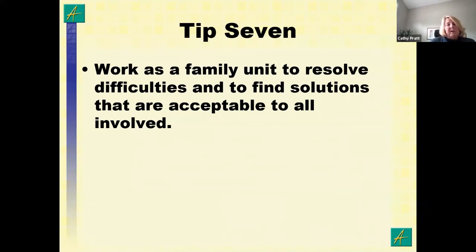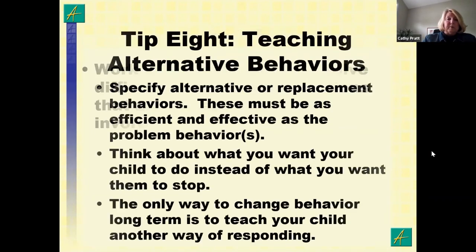Tip 7 is work as a family unit to resolve difficulties and to find solutions that are acceptable to all involved. I'm a great supporter of looking at the entire family unit, making sure that your children without disabilities have the care that they need, and that whatever you do as a family unit looks at the needs of everybody involved. You're in this for the long haul. And I think that's the difference: for those of us who work with students year to year as teachers, we see them for a short period of life. This is for all of you. You have to think about the long haul in their life. And so find the solutions that are acceptable.